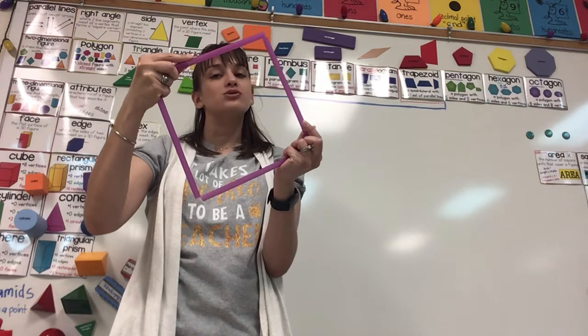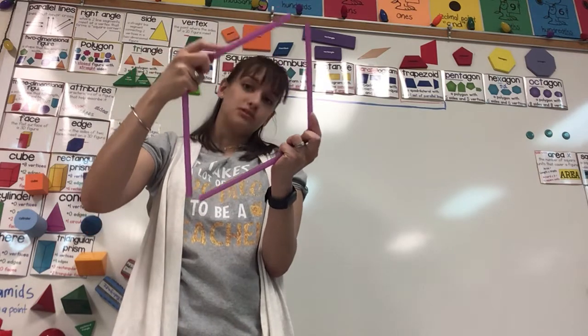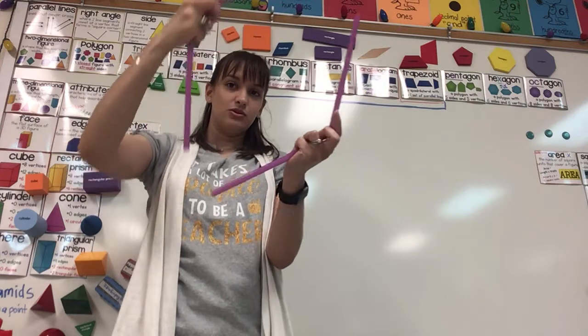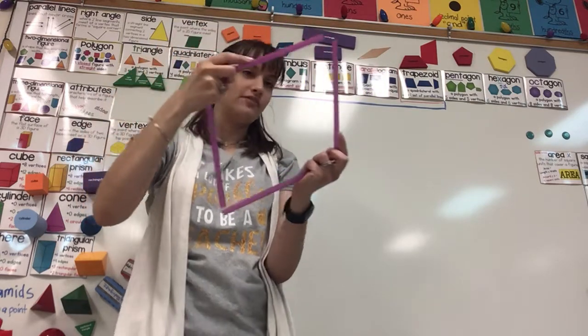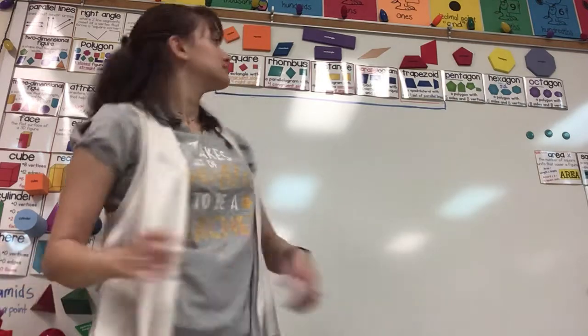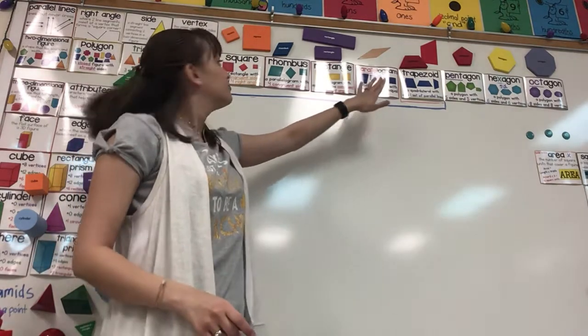A square has 2 sets of parallel lines. Does a rhombus have 2 sets of parallel lines? Yes. These 2 and these 2, they will never ever touch. Because a rhombus has 2 sets of parallel lines, it's also a parallelogram.